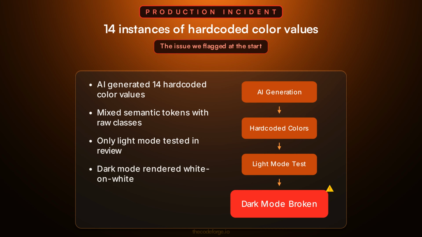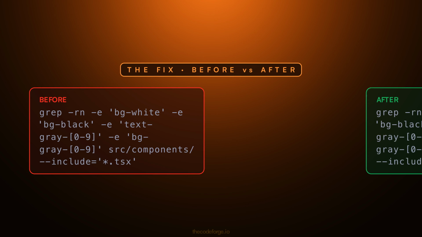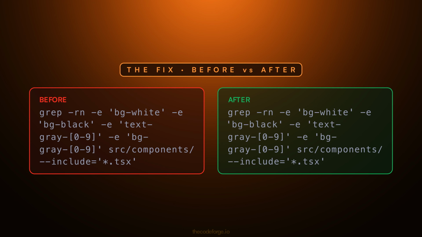The components looked correct in light mode, which was the only mode tested during review. When users toggled dark mode, the hard-coded colors didn't change, causing white text on white backgrounds. AI-generated components used raw color classes like bg-white and text-gray-900 instead of semantic tokens, breaking dark mode. The fix replaced these with CSS variable-based tokens like bg-primary and text-foreground.